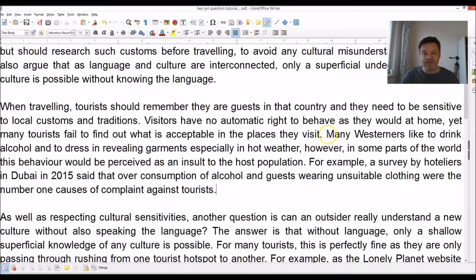Okay. Many Westerners like to drink alcohol and dress in revealing garments, especially in hot weather. However, in some parts of the world, this behaviour would be perceived as an insult to the host population. In the Middle East, for example, try wearing a bikini, walking down the street, drinking a beer, see what happens to you. So, for example, a survey by hoteliers in Dubai.